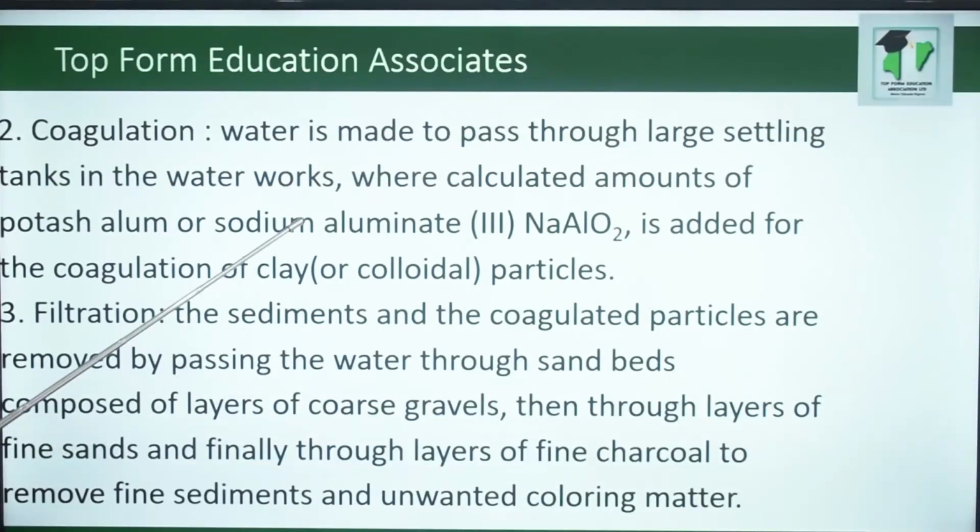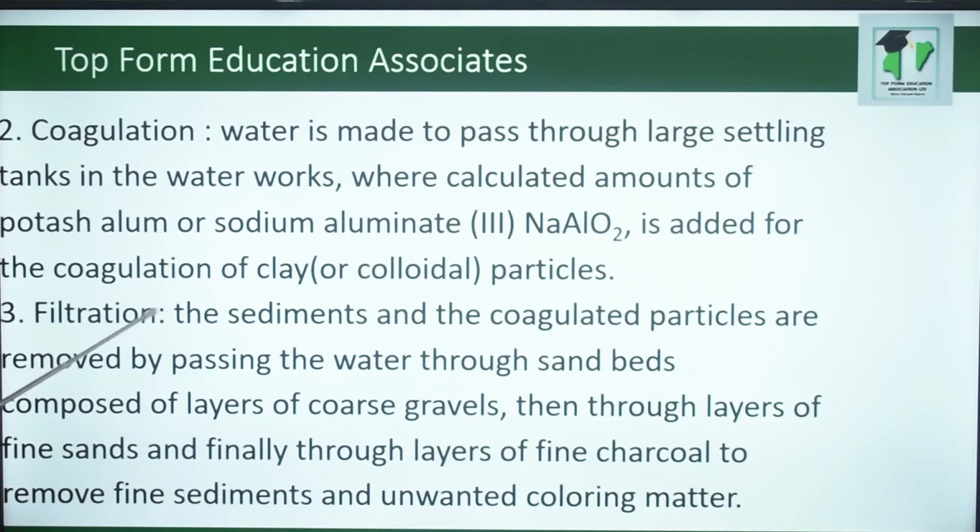Number 2, coagulation. After aeration and sedimentation, water is made to pass through large settling tanks in the waterworks, where calculated amounts of potash alum or sodium aluminate III is added for the coagulation of clay or colloidal particles.